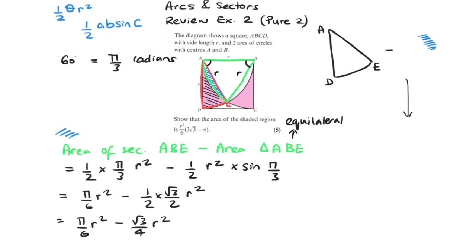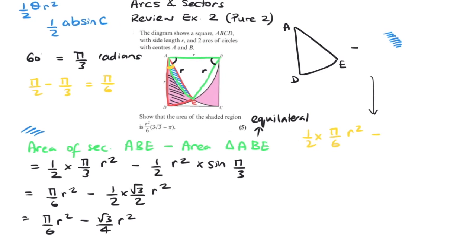So we need to work out the area of the sector ADE, and for that we need the angle DAE. If I use another color, this particular angle in yellow is the one that we need, and that's quite easy. That's just going to be pi over 2 minus pi over 3, in other words pi over 6. So it will be half times theta, which is pi over 6, r squared, minus the area of the blue section, which is what I just worked out.